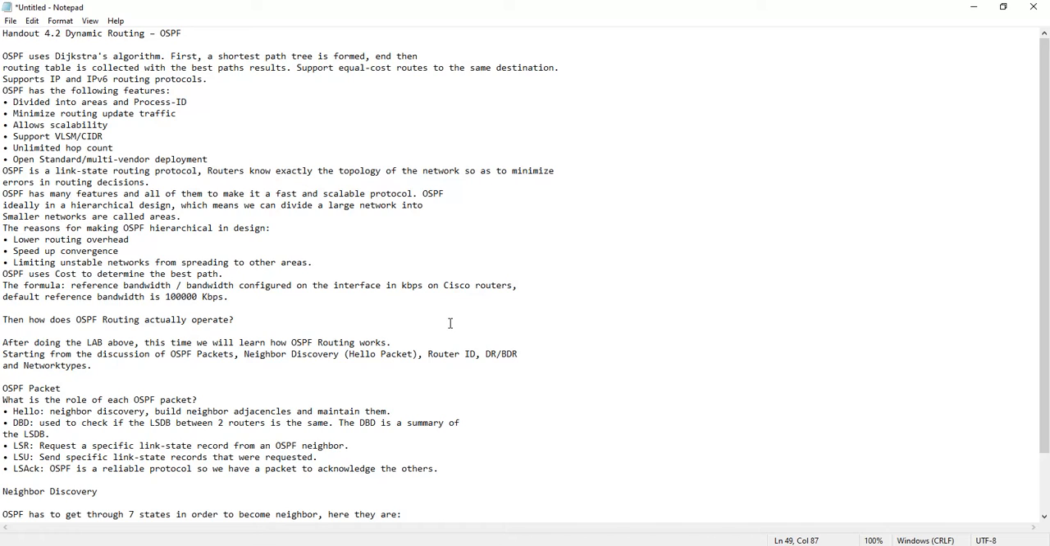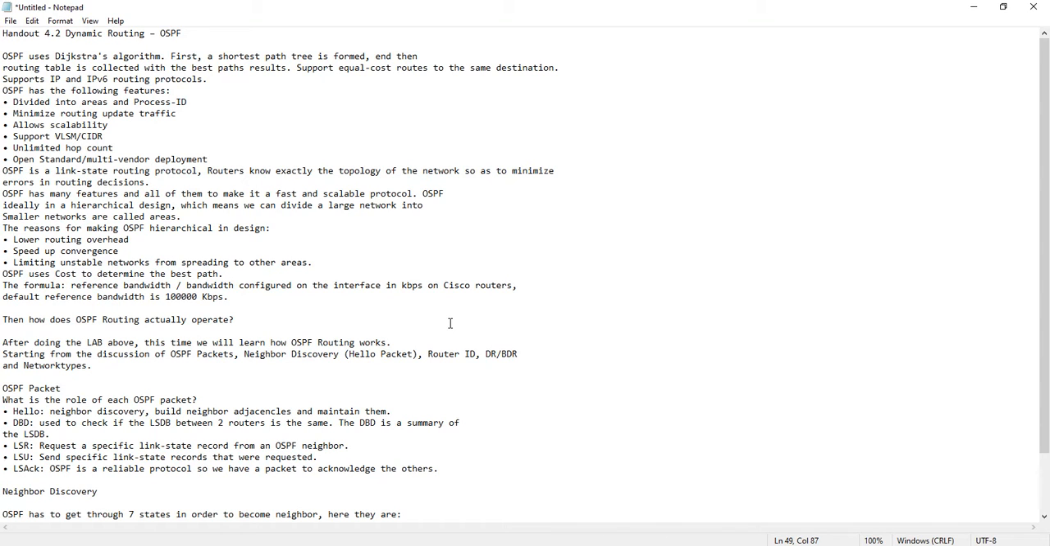OSPF is a link state routing protocol. Routers know exactly the topology of the network so as to minimize error in routing decisions. OSPF has many features, and all of them make it a fast and scalable protocol.